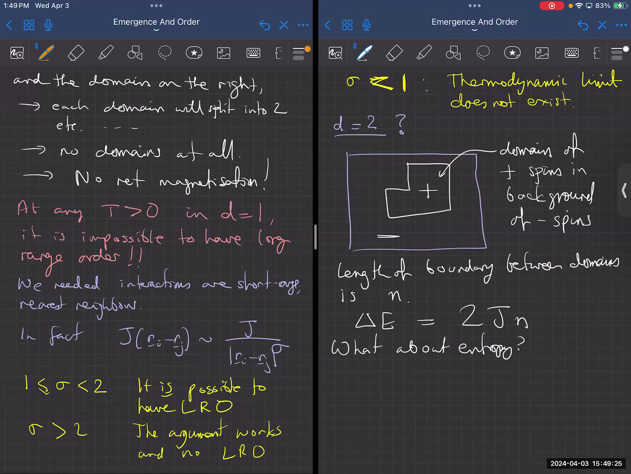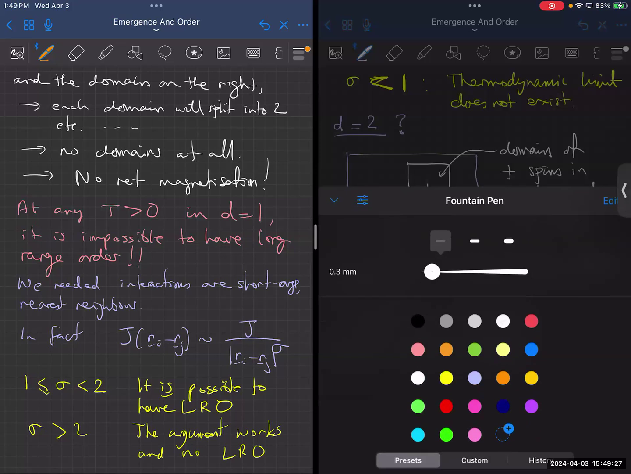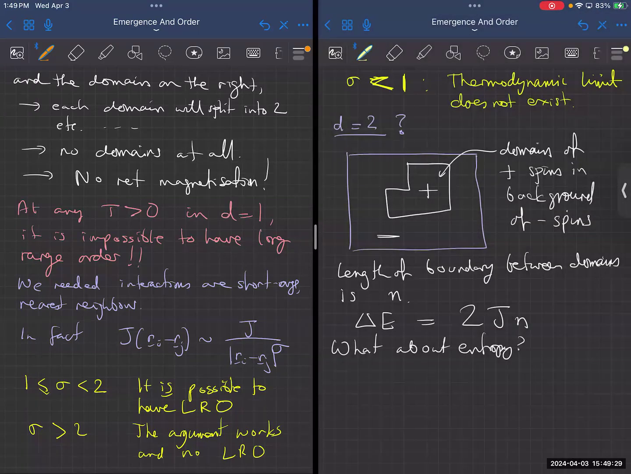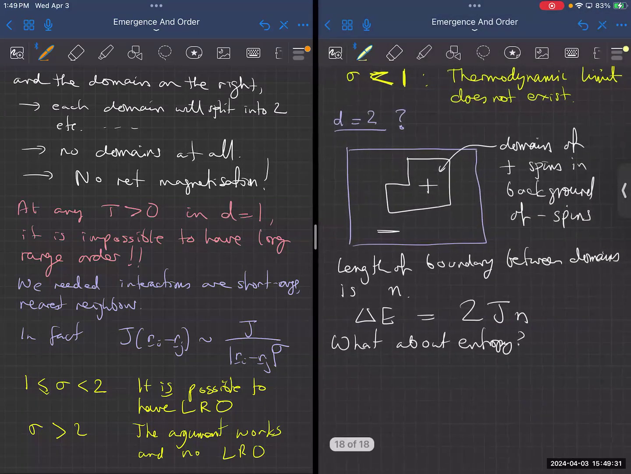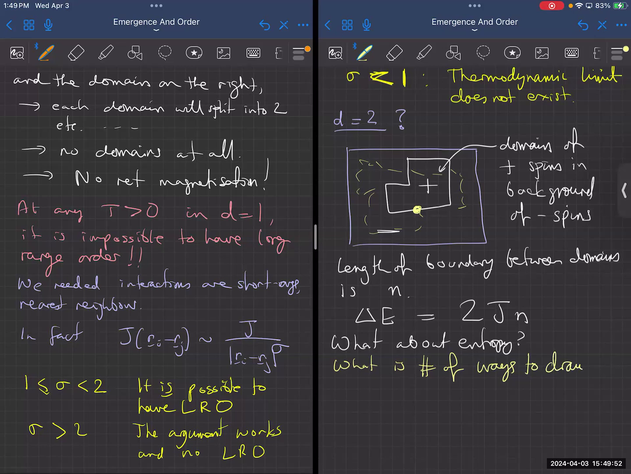So to calculate the entropy, what we have to ask is the following question. Let's suppose I start on the boundary. I start over here. What is the number of ways that I can draw this boundary, starting from here, going around like this, and coming back like this? So the question we have to ask is, what is the number of ways to draw the boundary?